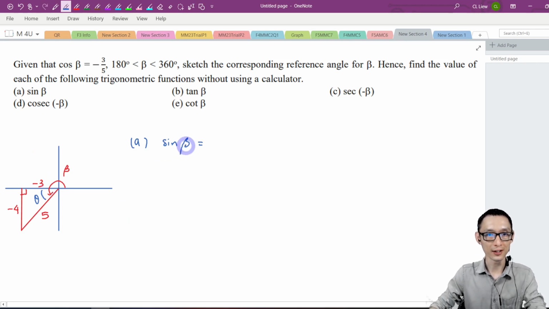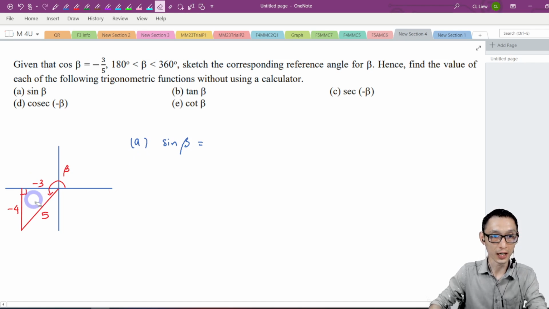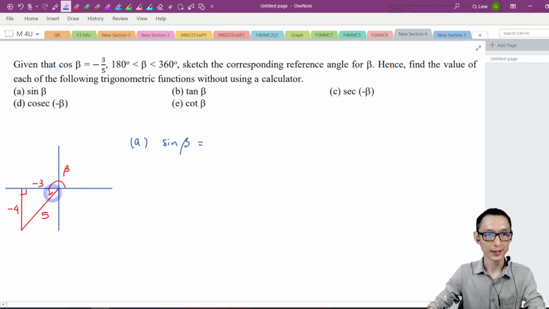Now, sine beta. Okay, I don't want to write a theta over here, otherwise you will be confused. Okay, sine beta, SOH, -4/5. Okay, now B, tangent beta, TOA, opposite. You just assume that the angle is over here, so TOA. Tangent beta is equal to opposite divided by adjacent, negative 4 over negative 3. Negative, negative, it will become positive.